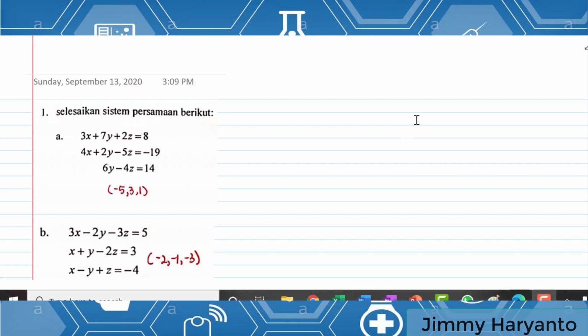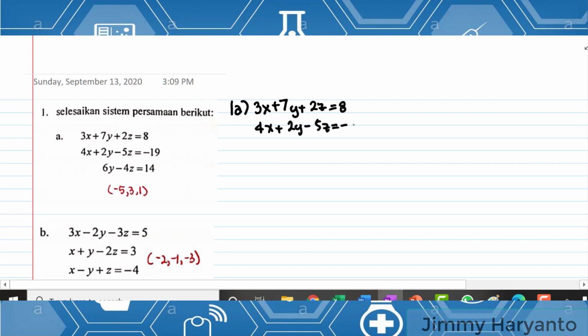First, number 1a: 3x plus 7y plus 2z equals 8, and then 4x plus 2y minus 5z equals negative 19, and 6y minus 4z equals 14. Okay, let's try to eliminate the z.